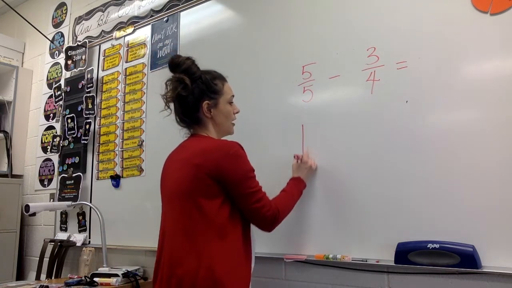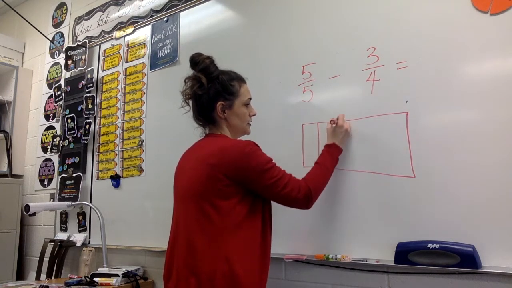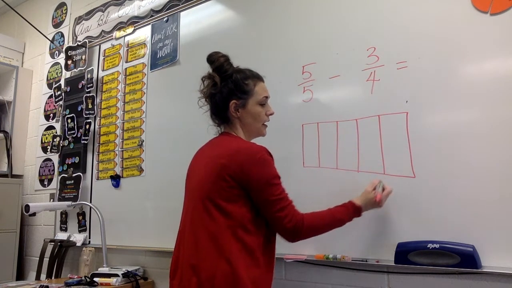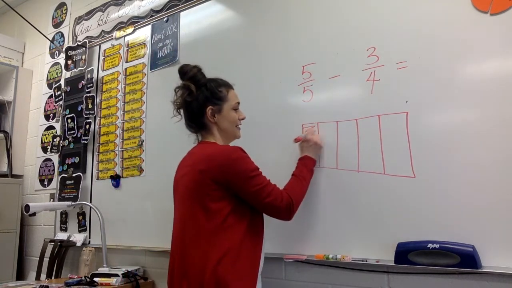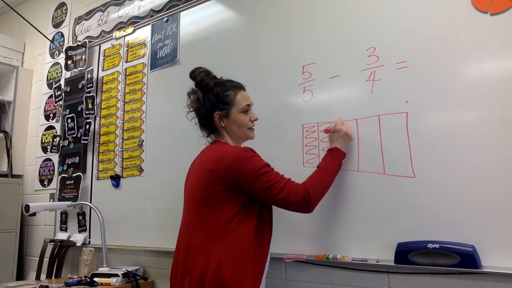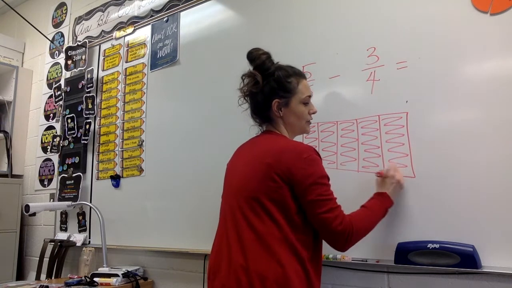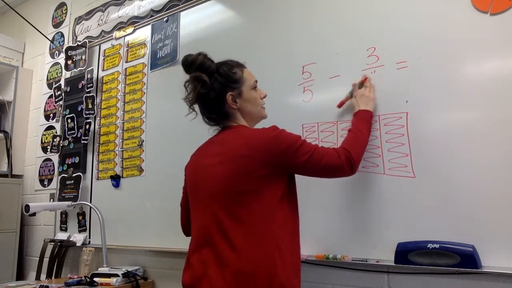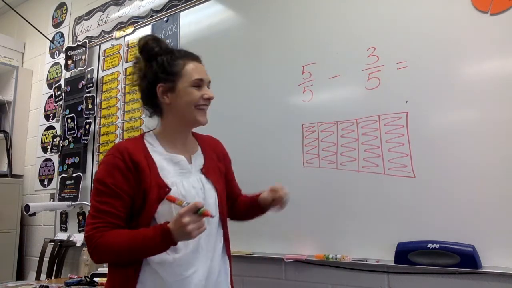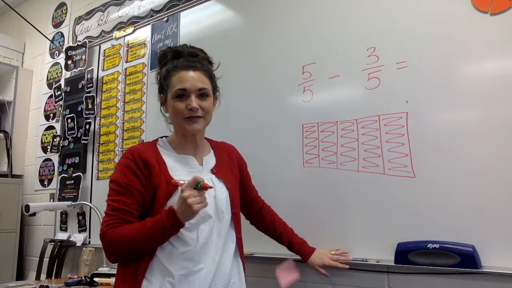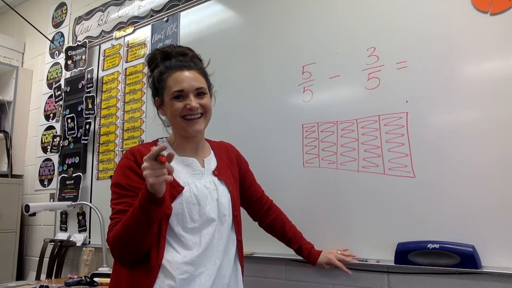So we're going to start by drawing our 5 fifths. And I'm going to divide this into 5 equal pieces. And all of my pieces are shaded, right? Because 5 out of the 5 are there. So I could almost even rename that as 1 whole. But I want to keep it a fraction because, oh shoot, sorry, I messed that up. I meant to put fifths. Oops, we'll get into unlike denominators. I know some of you are getting excited.